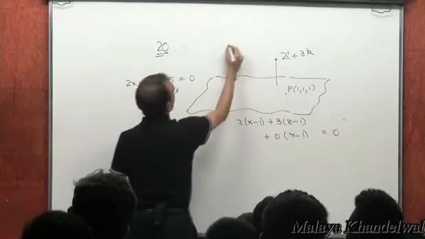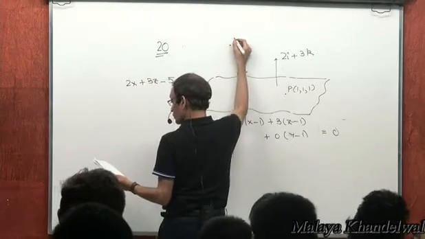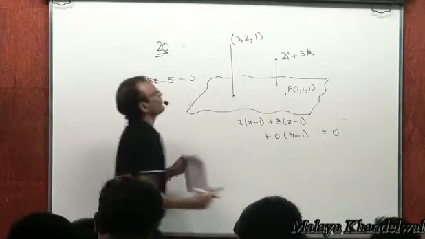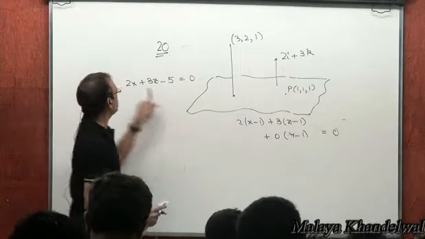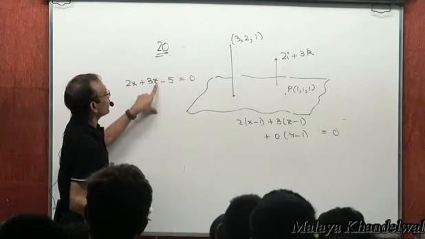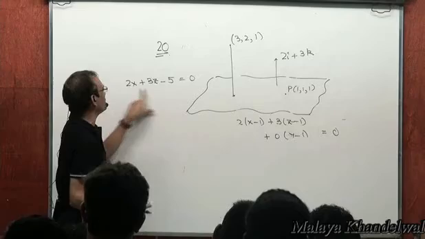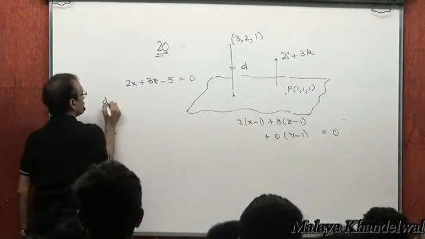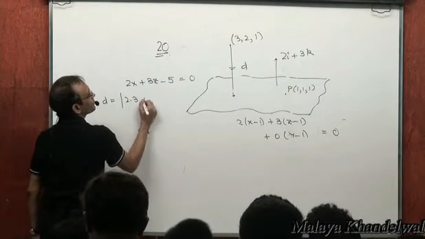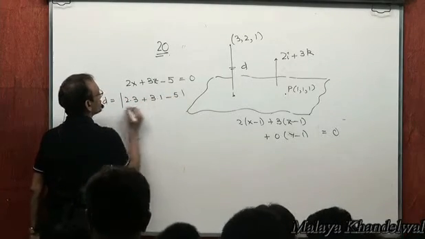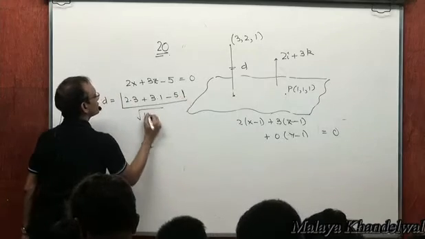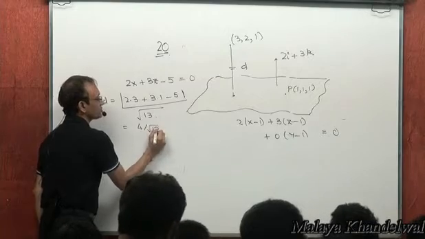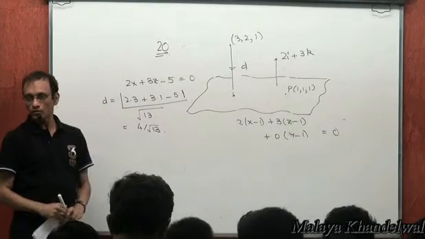Right? And there is a point 3, 2, 1 not lying on the plane, and I want to find the perpendicular distance of 3, 2, 1 from the plane. What would I do? Put x equal to 3, y equal to 2, z equal to 1 and divide by root 13. You'll get the distance from the point 3, 2, 1. To get this distance, 2 into 3 plus 3 into 1 minus 5 divided by root 13. 4 by root 13, therefore, is the perpendicular distance.